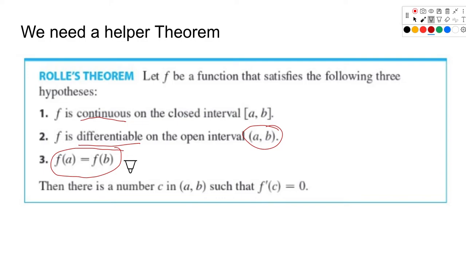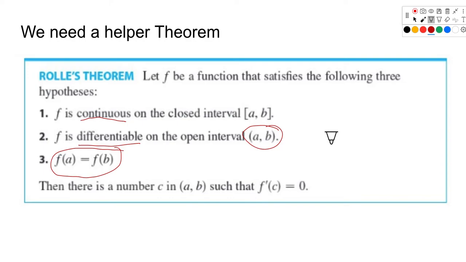F of A has to be equal to F of B, so the y values for those two points have to be the same. So that means that there's a horizontal line connecting them. This is kind of the easier one. It's saying if you have a slope of 0 somewhere between these two points, since you have to go up and come back down, you're guaranteed to get another place where you have a slope of 0. Does that kind of make sense?